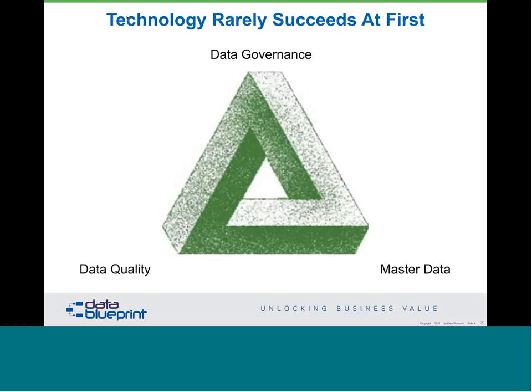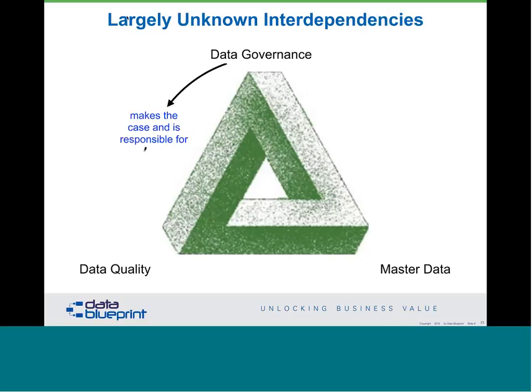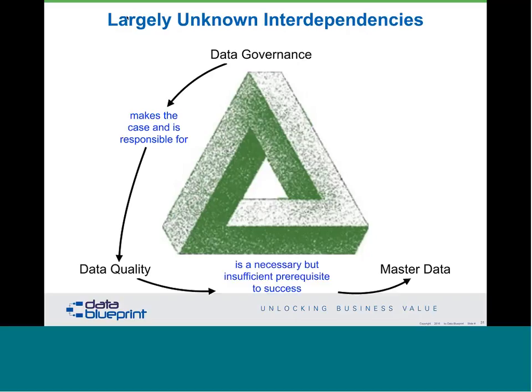And of course, the other part of it is that we understand from an architectural perspective, master data should be higher quality data than your typical organizational data, and governance is the only way, in fact, you're going to do that. Again, these interdependencies are largely unknown, so governance makes the case for and is responsible for implementing data quality, which is a necessary but insufficient prerequisite to success, again, of the Master Data Initiative, and the MDM capabilities help to constrain the governance effectiveness around that process.